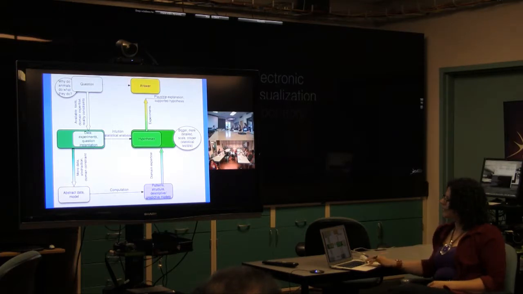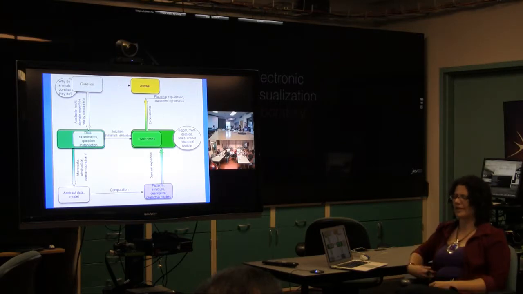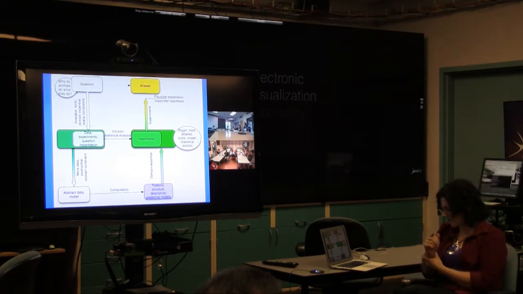So the outcome of that process, and in a minute we'll come back to this, is not the answer to your question. In computational biology, it often comes that we think that if you solve the problem computationally, this is it, this is the answer. It's not the answer to your question.